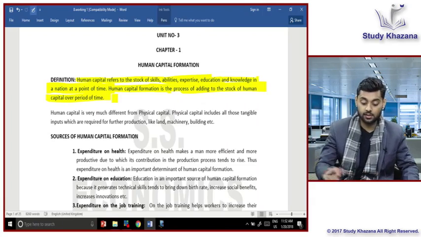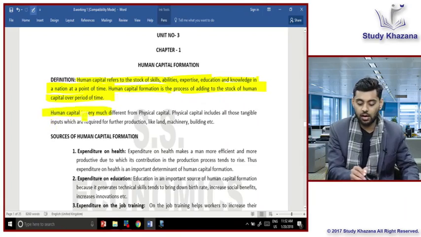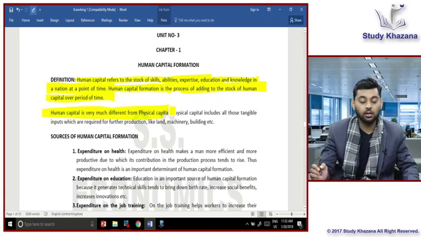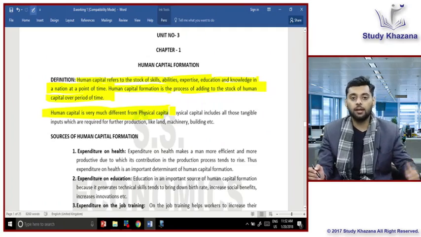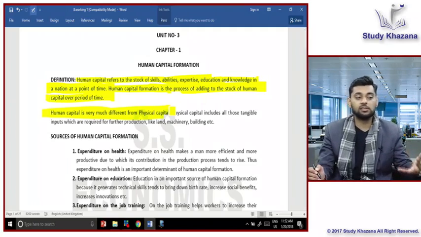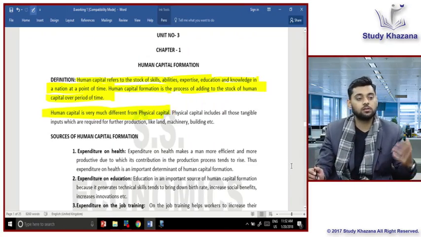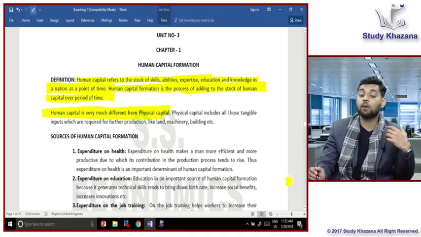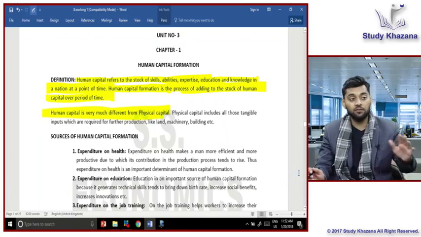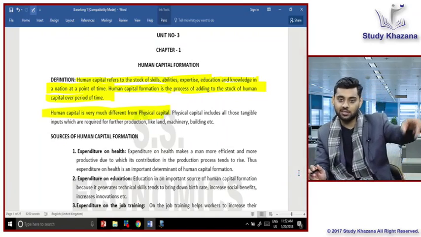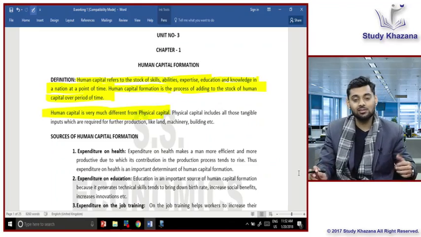So the thing is this. Now the statement over here is that human capital is very much different from physical capital. How? In what manner? Guys, physical capital is an absolutely different thing. First of all, the very big difference is that physical capital is tangible, whereas human capital is intangible. Only you can feel it. Yes, this guy is talented. Yes, this guy is literate. Yes, this guy is knowledgeable. You can feel this thing.